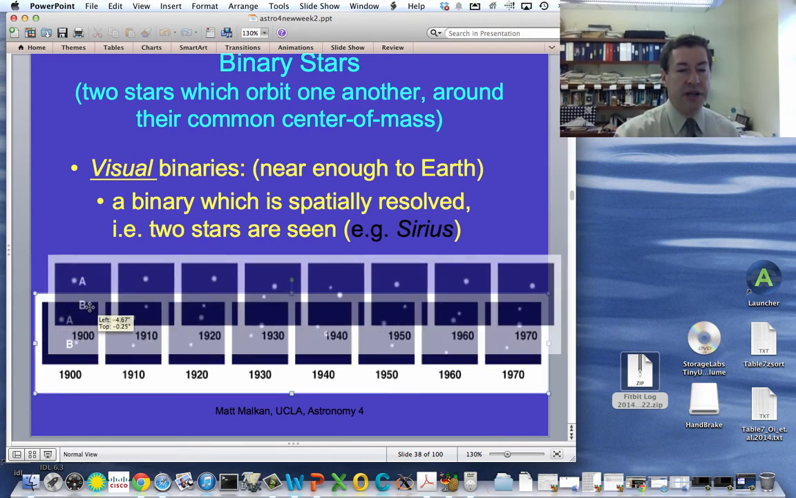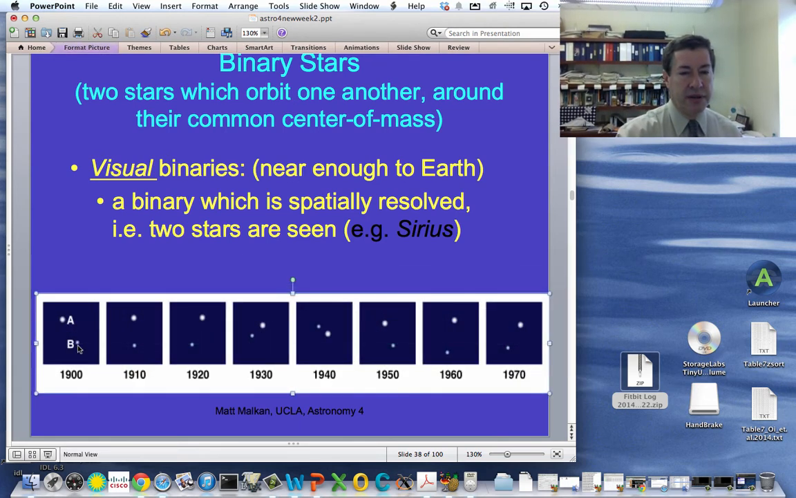Here's a photograph of them in 1900. There's a photograph in 1910. They seem to be in a slightly different orientation. By 1920, that little dim one was over here. In 1930, it's up here. In 1940, it's on the other side, and so on. So it's a visual, or photographic, binary system with a little, faint star and a big, powerful, luminous star.